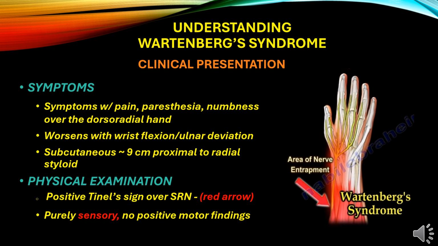Clinically, the symptoms can include pain, paresthesia, and numbness over the dorsal radial hand. These symptoms can also worsen with wrist flexion and ulnar deviation. Now, physical examination of the hand reveals a positive Tinel sign over the superficial radial nerve, with the symptoms being exacerbated by wrist movements. As I previously mentioned, the symptoms are sensory in nature, as the superficial radial nerve is purely a sensory nerve. So there will be no positive motor symptoms as you examine for this syndrome. As you see the red arrow to the right, this is where you would perform a Tinel's test or a Tinel's sign for this condition.